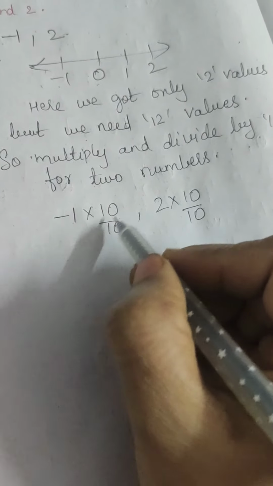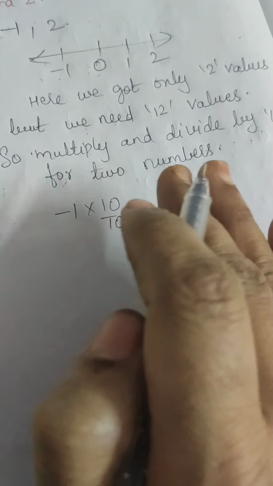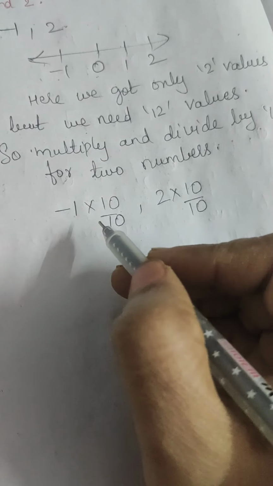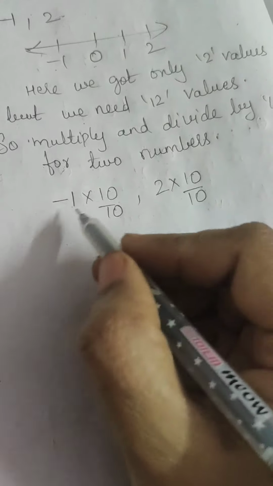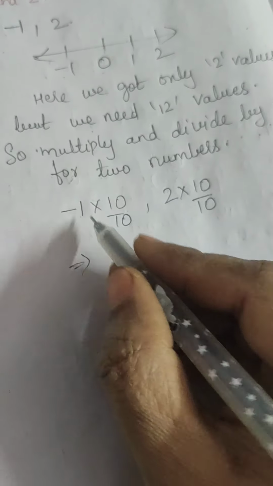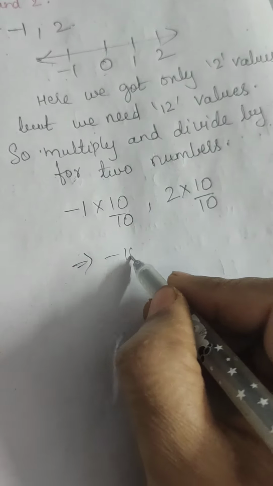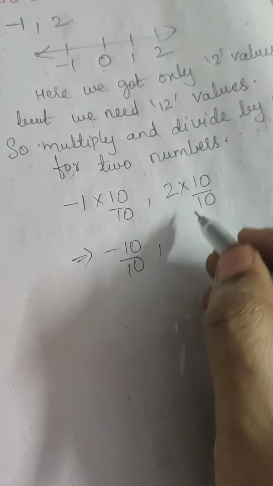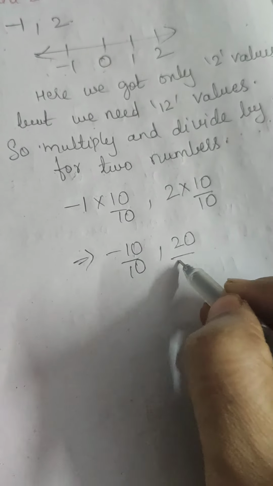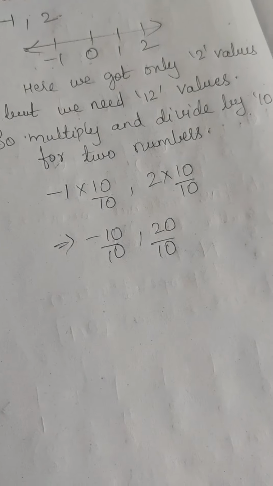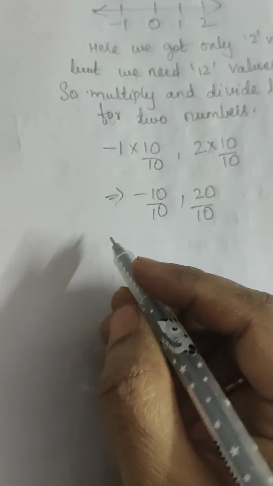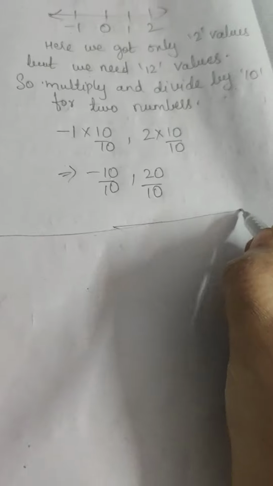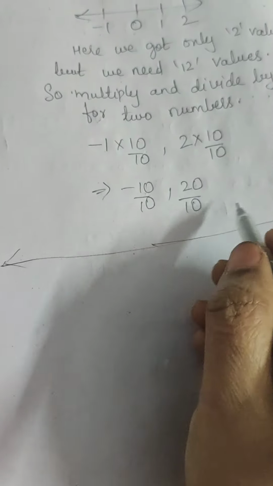If we multiply and divide, the value does not change, it remains the same. 10 cancels and we get 1 again, here also 1, so we get -1 into 10 becomes -10 by 10 comma 20 by 10. Now we will draw a number line and plot the numbers. Here we get many values. We need 12 values, but we get more than 12 values.